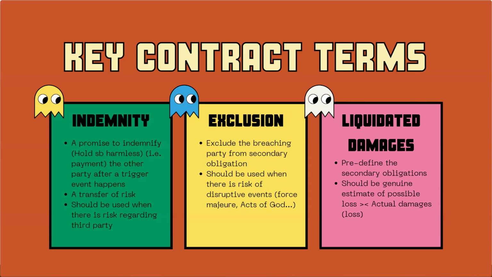In practice, the indemnity clause is often used when there is a risk regarding a third party. Like you can ask the supplier to provide an indemnity when they do some work in public and they may cause harm to the public, like the passerby or the neighbor.